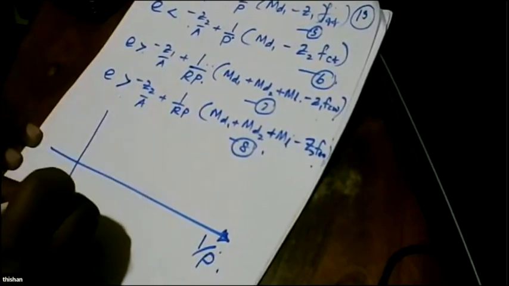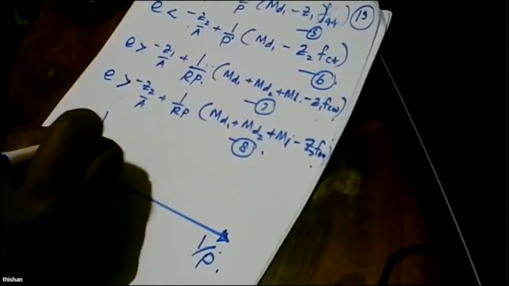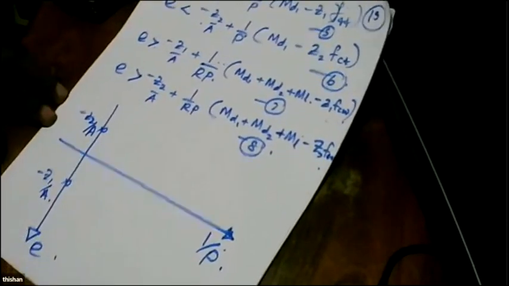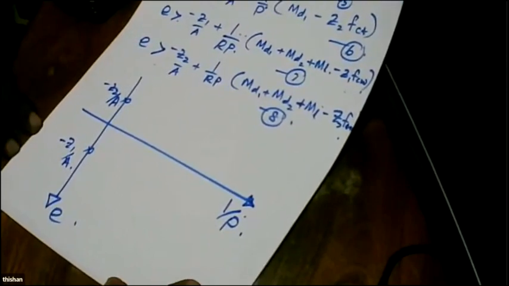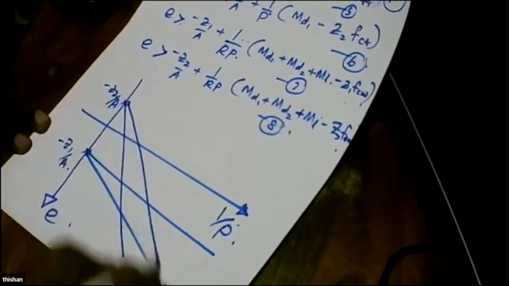And this is Z1 over A minus Z1 over A, this minus Z2 over A. Because we know Z2 is positive, minus Z2 over A is negative. So we get two equations, and we get another two equations.